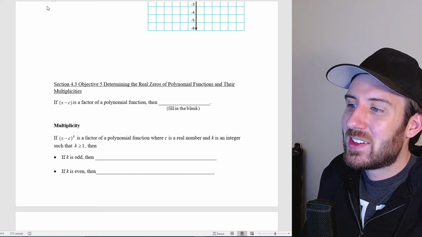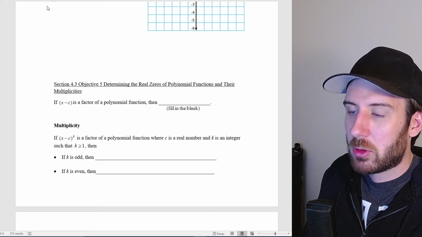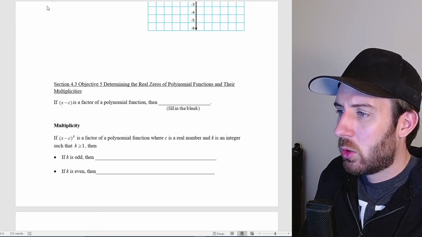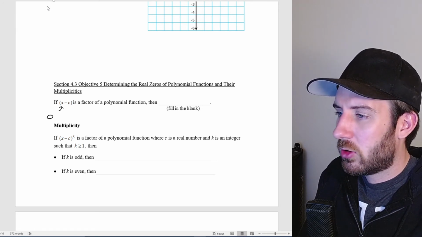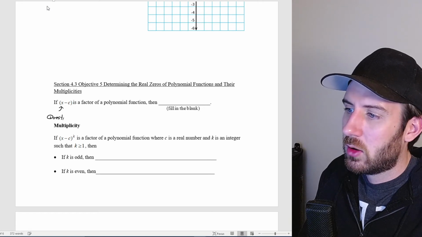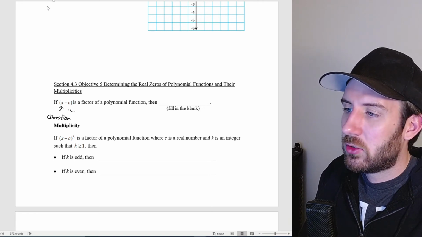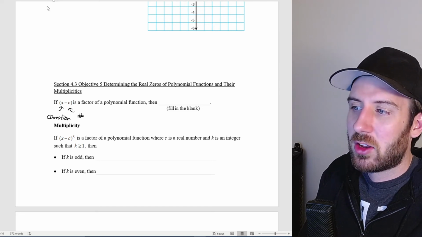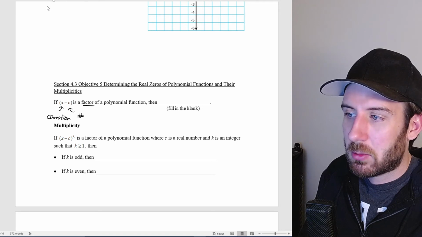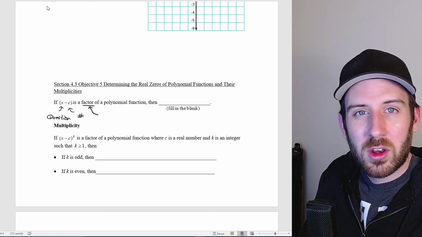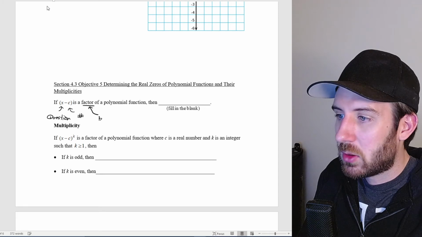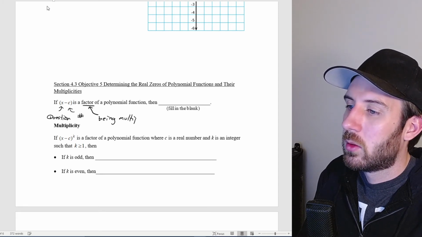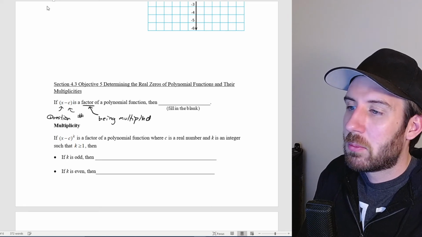So if x minus c is a factor of a polynomial function, then, ooh, that's a lot. Okay, let's take this one step at a time. Well, I know that x is always my question, so let's put that in right here. This is my question. If I have question minus c, c is just going to be some number. So if I have my x minus some number is a factor, and keep in mind that factor just means one of the things being multiplied, of a polynomial function.